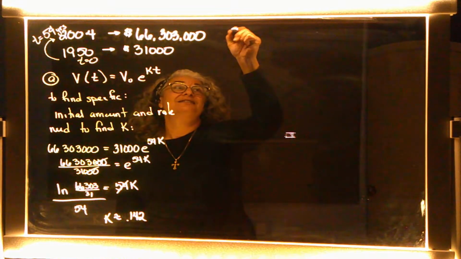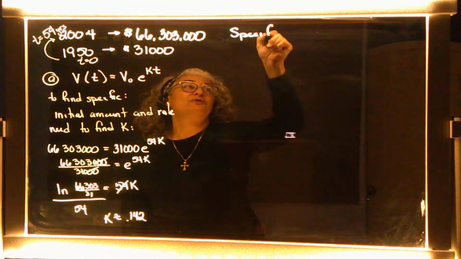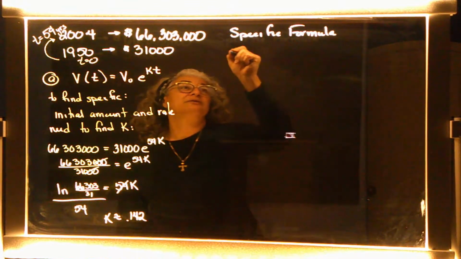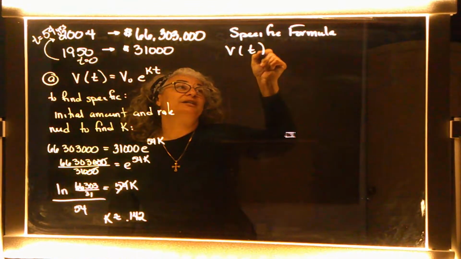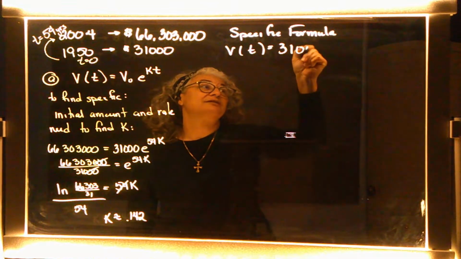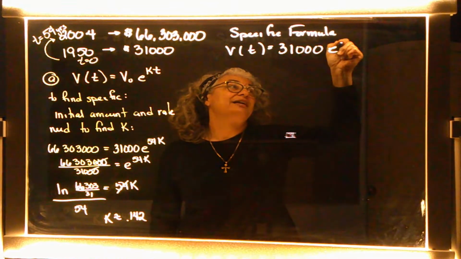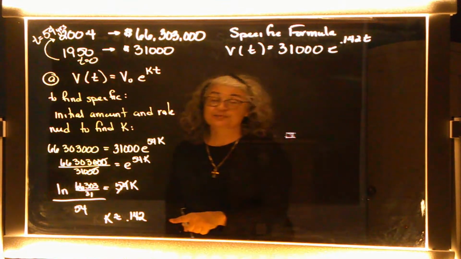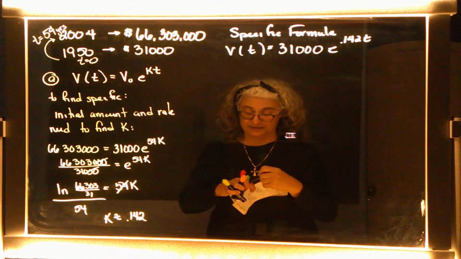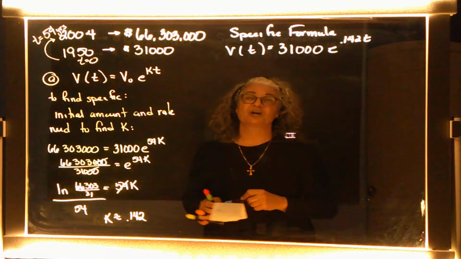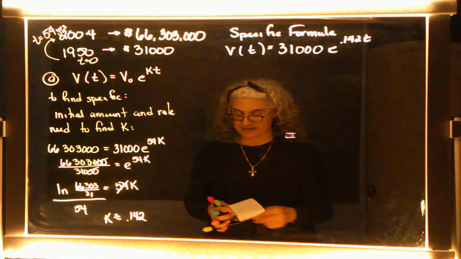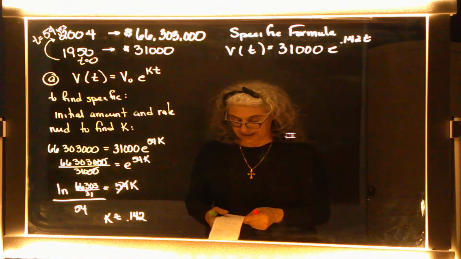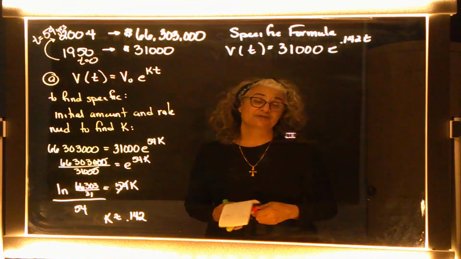Which means my specific formula for this problem, remember, to write the specific formula, I need the initial amount and I need to know the K. And since the K is positive, I know it's a growth rate. Good? All right, let's see what Part B has in store for us. Part B would like us to find the cost in 2008.